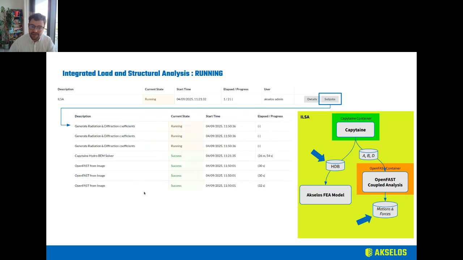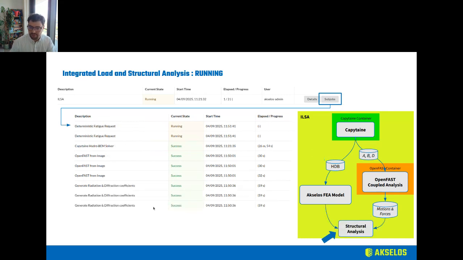Once those are completed, we move on to the intermediate steps, which consist in taking the outputs from the Capytaine solve and the OpenFAST solve and mapping these onto the Akselos FEA model. That includes the panel pressures in frequency domain and the motions that we need to actually reconstruct the panel pressures in time domain. This is what happens here. We also have 3 jobs because we have a job for each of these load cases.